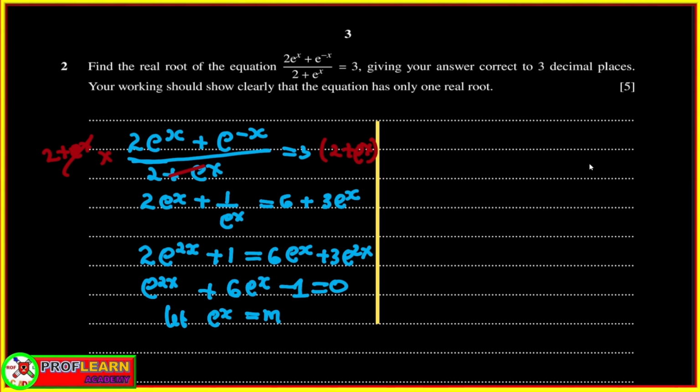Now we substitute: anywhere we have e to x, we put m, but the first part is going to be m squared, because we are having e to 2x, meaning we can say that is e to x raised to power 2. So that is going to be a quadratic equation, which we can solve. And if you solve this quadratic equation and then go back to what we said earlier, we can get the value of x.